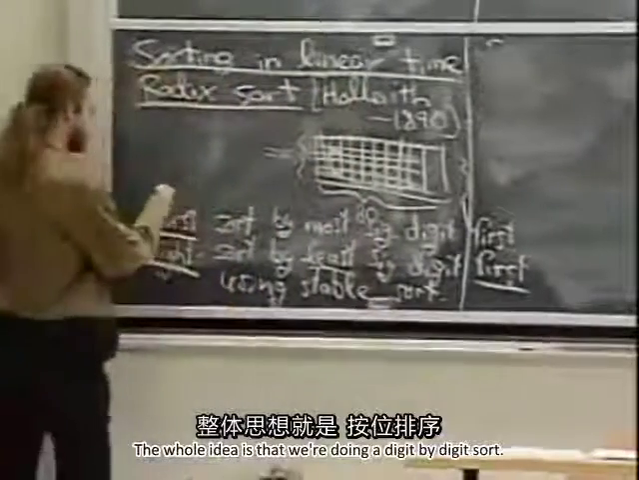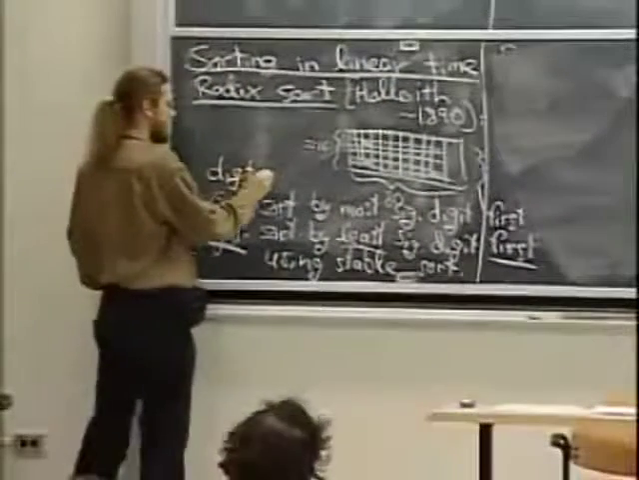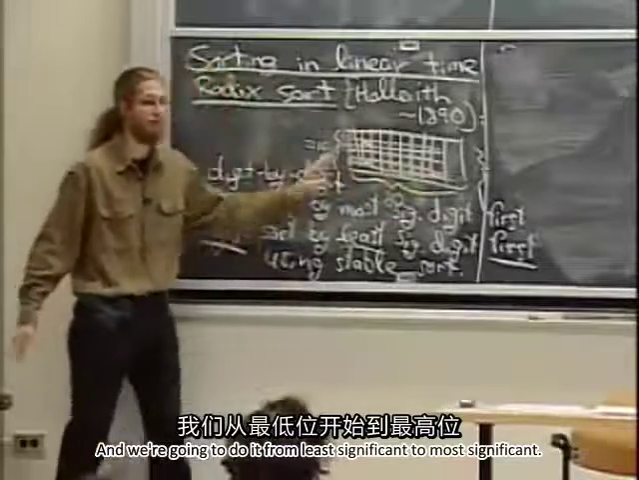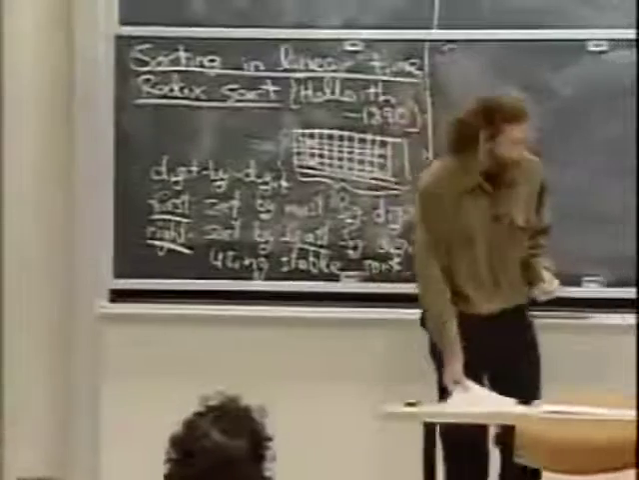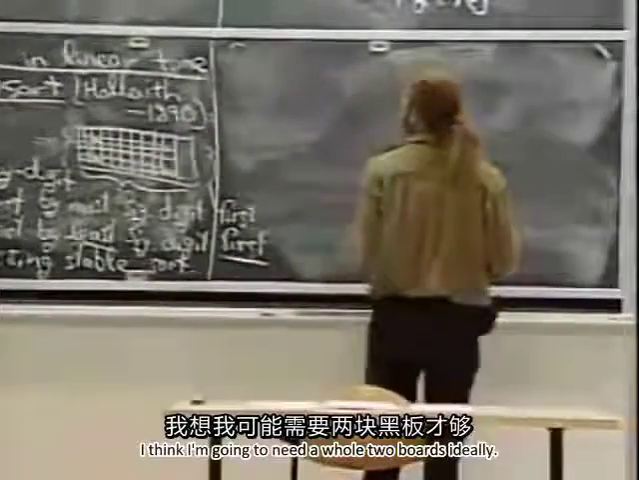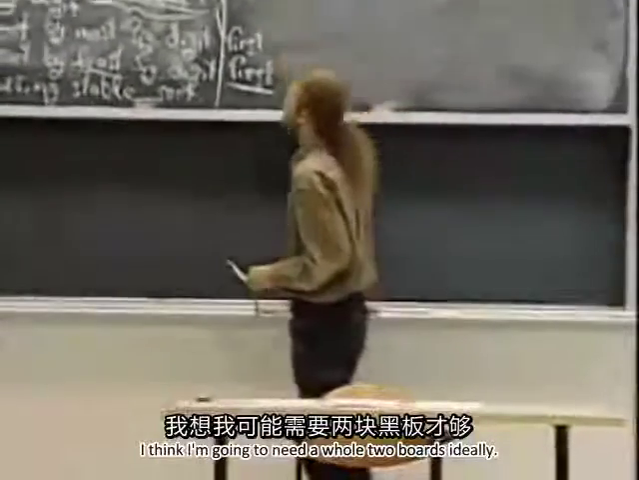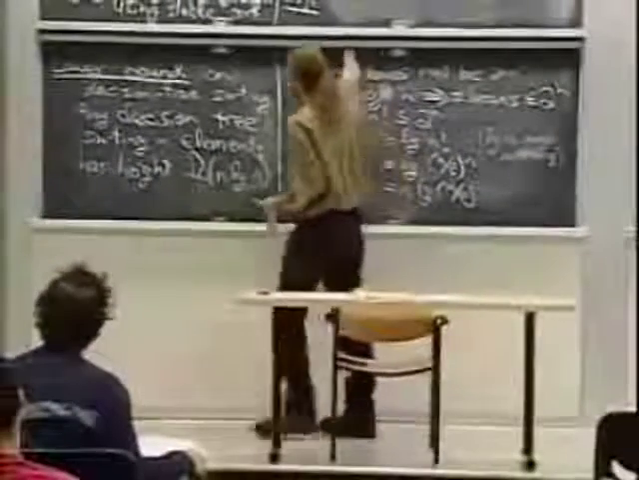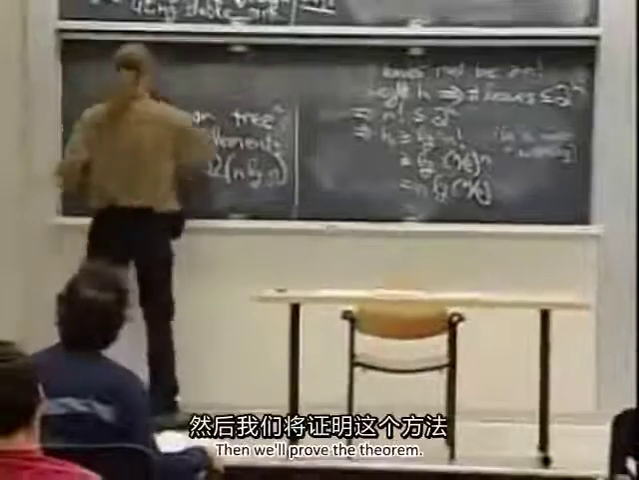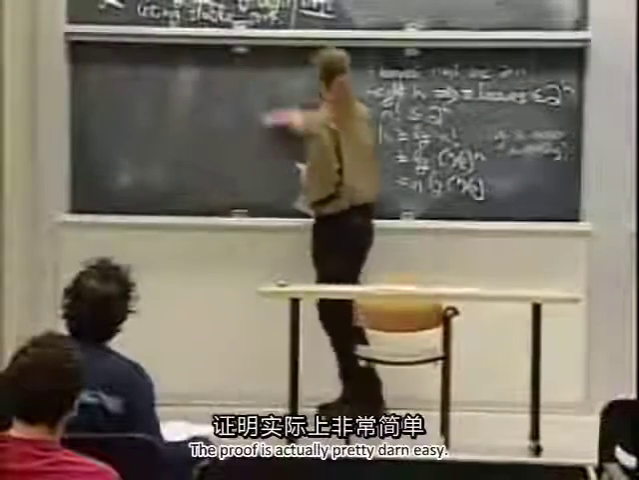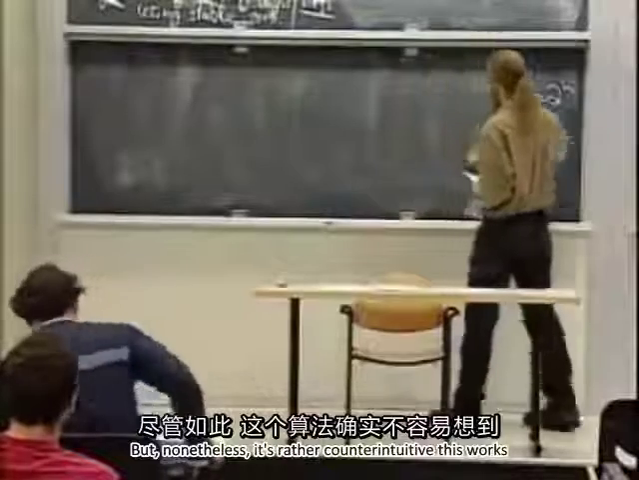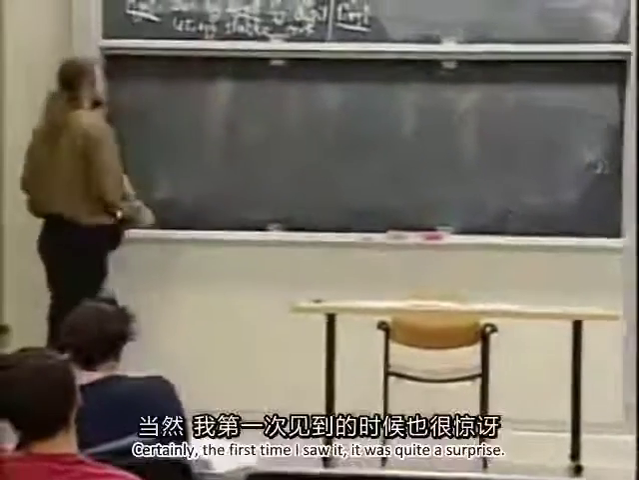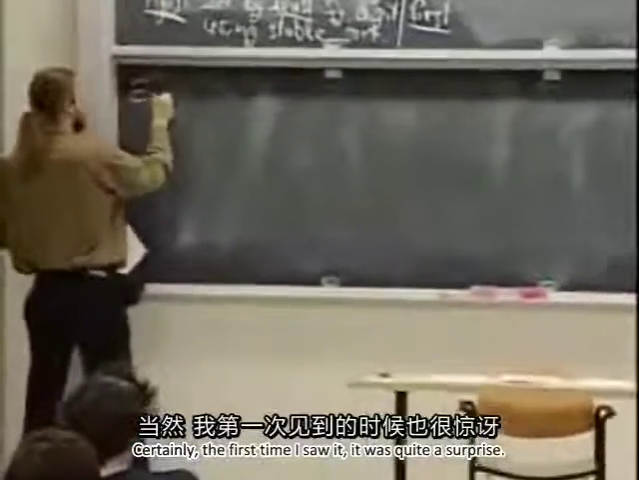Okay, so the whole idea is that we're doing a digit-by-digit sort. I should have mentioned that at the beginning. And we're going to do it from least significant to most significant. Turns out that works. And to see that, let's do an example. I think I'm going to need a whole 2 boards, ideally. So first we'll see an example, then we'll prove the theorem. The proof is actually pretty darn easy, but nonetheless, it's rather counterintuitive that this works if you haven't seen it before. Certainly the first time I saw it, it was quite a surprise.